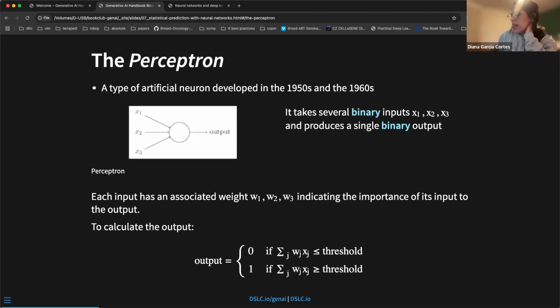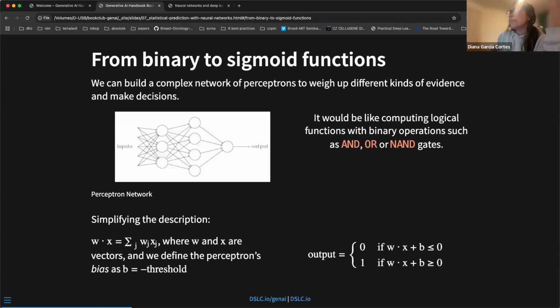And how do we calculate the output for a single perceptron? Well, we set a threshold, and we just do a basic summation. If the sum of the inputs multiplied by their corresponding weights is less than the threshold, the perceptron is going to output a 0. And if it's greater than the threshold, it's going to output a 1. So it's very basic, but still, we can build complex networks of perceptrons to weigh up different kinds of evidence and make decisions.